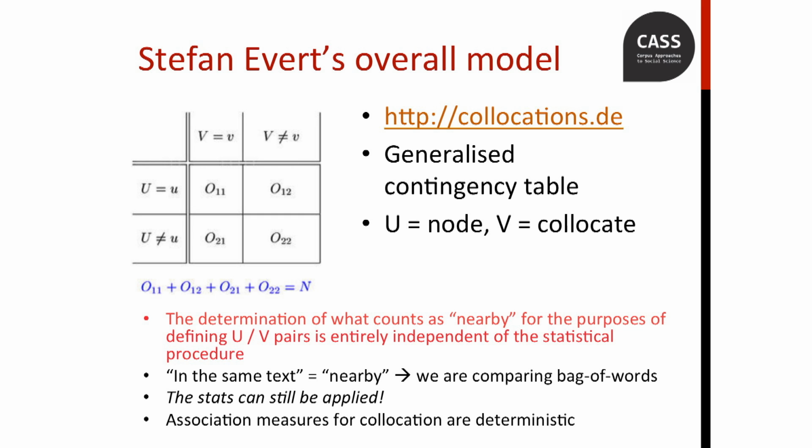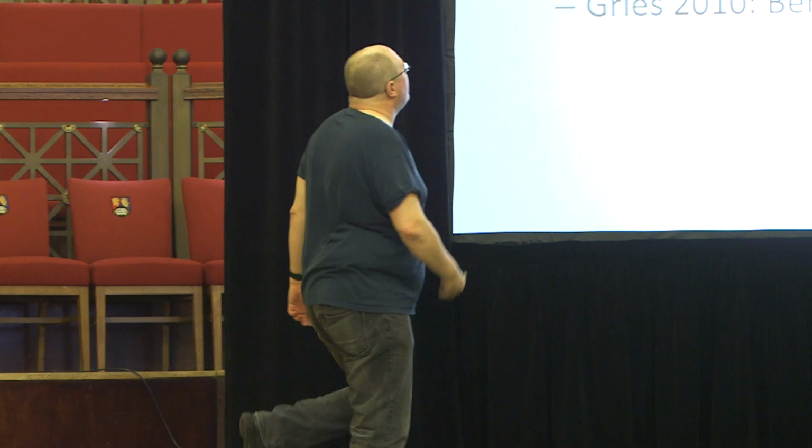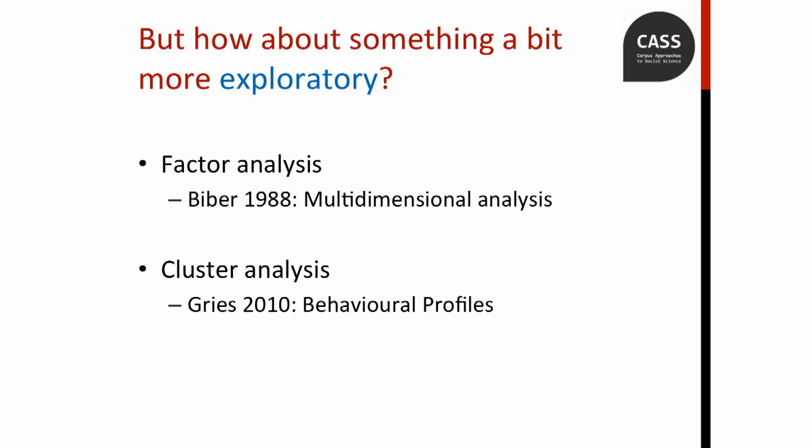All of the association measures for collocation that we use are deterministic. Same input leads to same output. I haven't done that because I was interested in something else, so that's where I'm going to finish, I think. Factor analysis, as I've said, underlies multidimensional analysis.